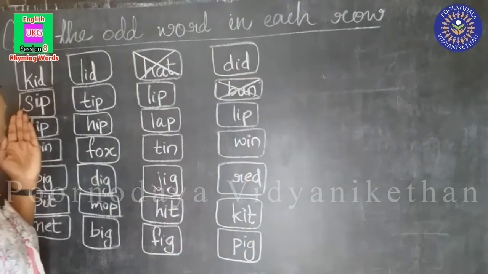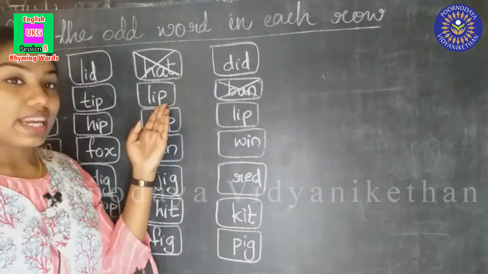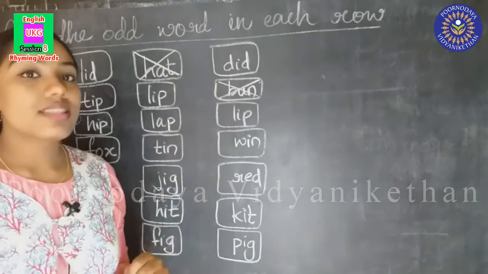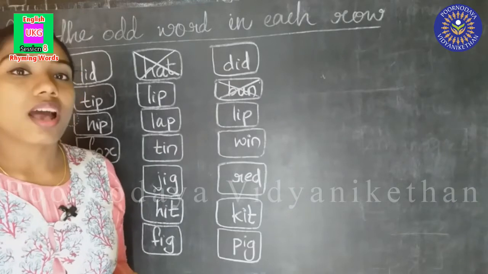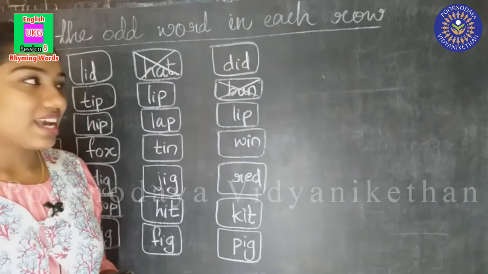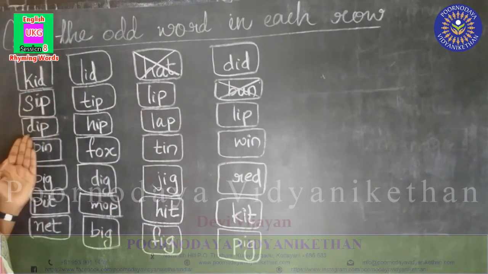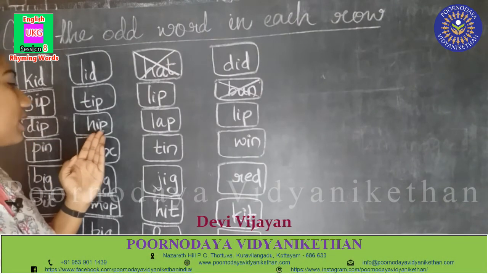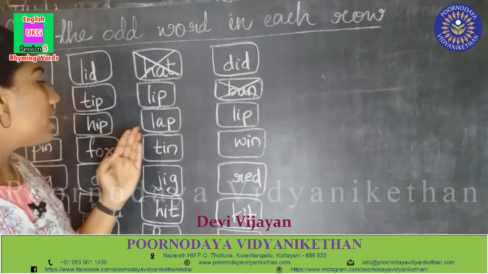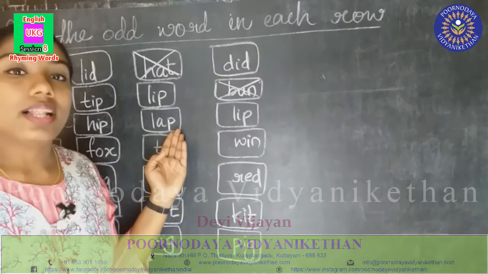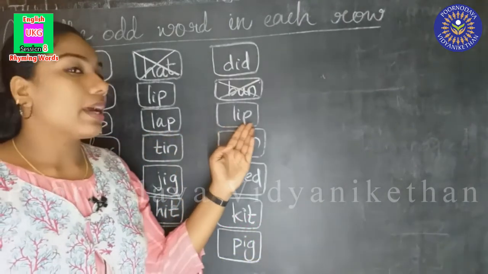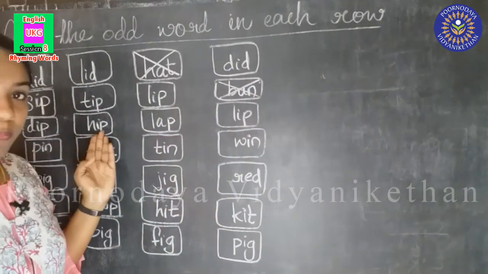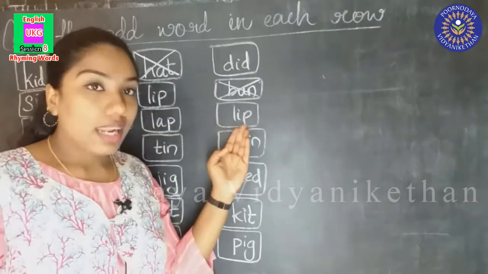Here, sip, tip, and lip are E sound and bun is A sound. Bun, A sound. Did you understand? Now see the next one. D-I-P, dip. H-I-P, hip. L-A-P, lap. L-I-P, lip. Dip, hip, lap, lip.